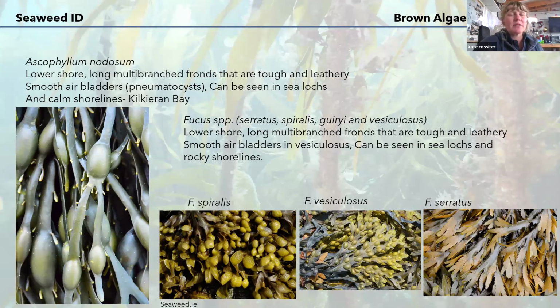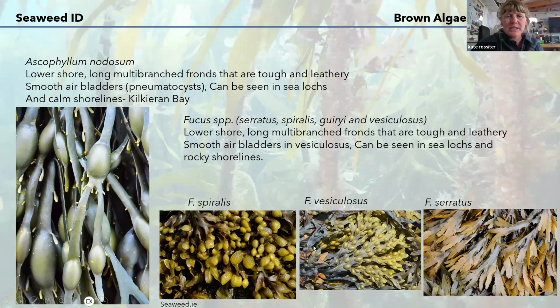Okay, I mentioned Ascophyllum nodosum, or knotted wrack, when I was talking about the zonation. It's a very common species in Ireland, very common on sheltered shorelines, and dominates them. It is multi-branched, very distinctive because of its egg-shaped bladders, and it's very leathery and strap-like. It is closely related to a lot of our other rockweeds, but these are actually fairly easy to tell apart.